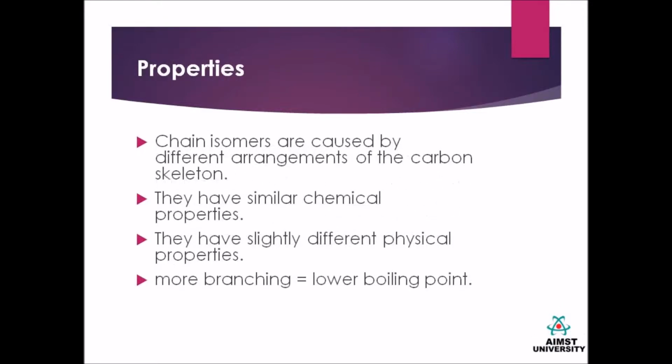Let's see the properties of chain isomers. Chain isomers are caused by different arrangement of carbon skeleton. They have similar chemical properties but have different physical properties. The more the branching, the lower the boiling point.